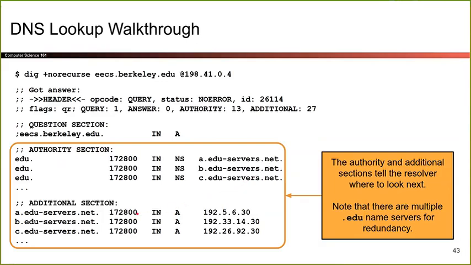So in the additional section, we get another piece of information which says, you know that a.eduservers.net server that I told you to talk to? Because you don't know where that is, I'm going to help you out and give you their IP address. So that's why this is an A record, because it's giving us an IP address and it says, here's the domain, here's the IP address. Because of the record structure and how you can only put name values, it takes two records to communicate all the information to you.